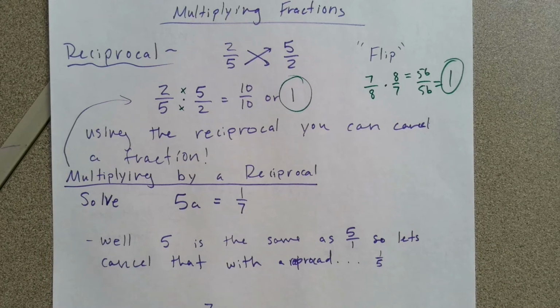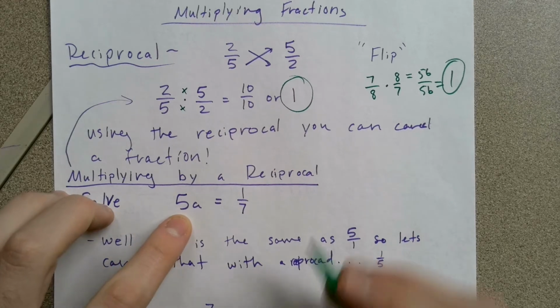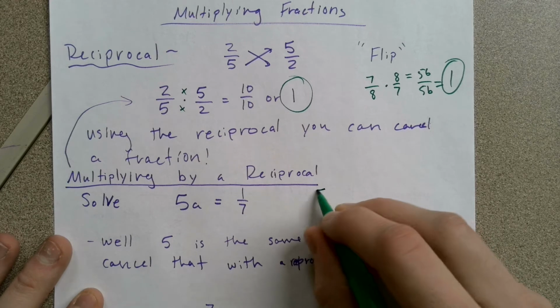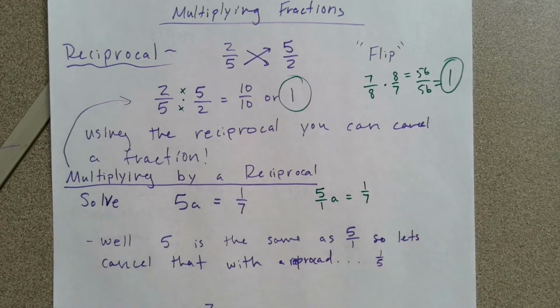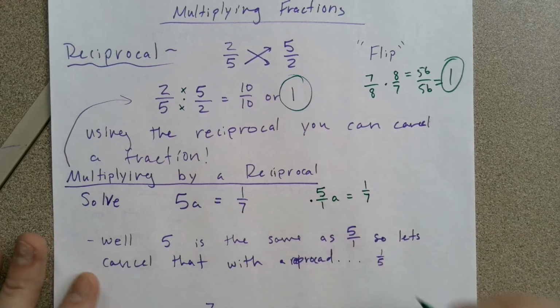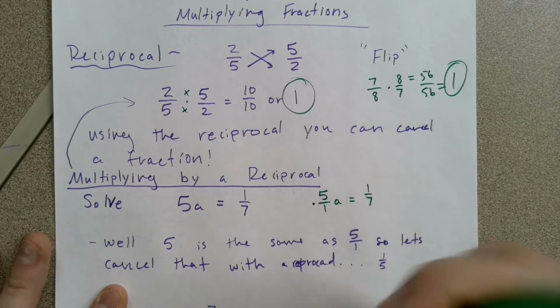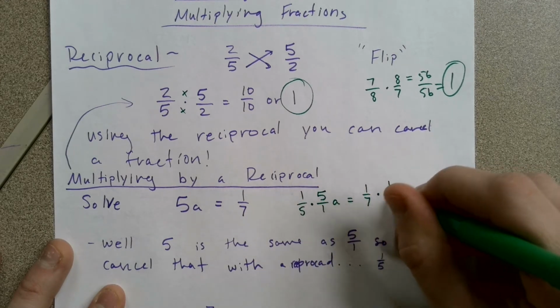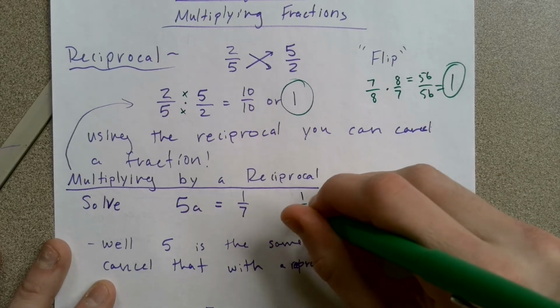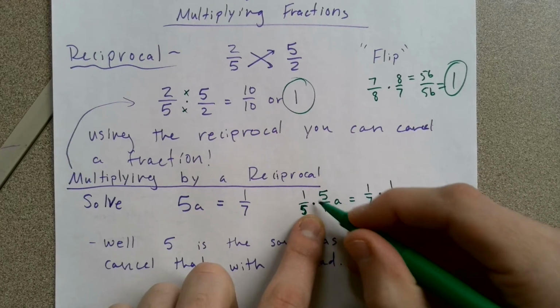We're asked to solve 5a equals 1/7. Well, I know that 5 is the same as 5 over 1, so I'm going to rewrite this as 5 over 1 a equals 1/7. Now, to get a all by itself, I am going to multiply by the reciprocal. I know that it'll cancel out and make a 1 there. That'll leave nothing behind, okay? Whatever I do to one side, I have to do to the other, so I'm also going to have to multiply this side by 1/5. That's our reciprocal. I'm multiplying by the reciprocal.